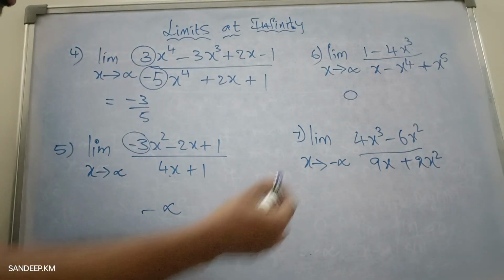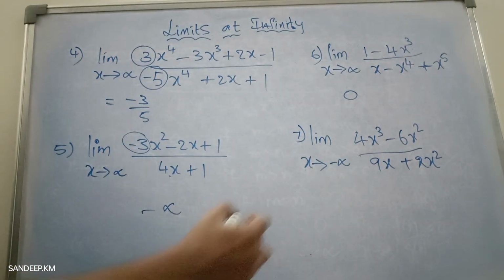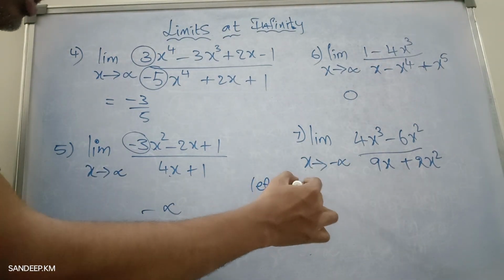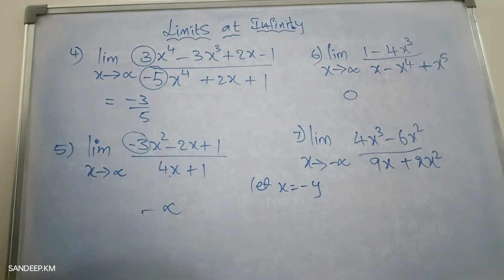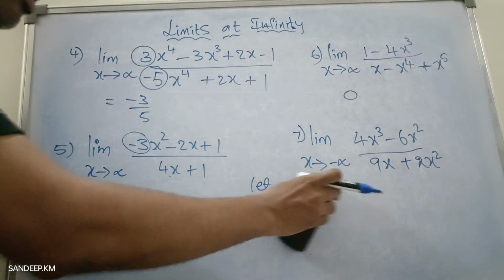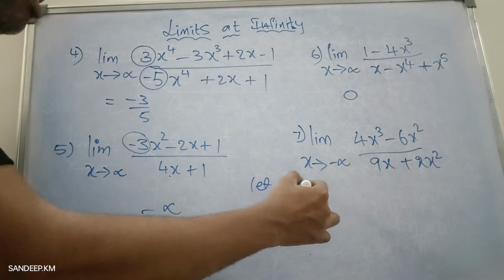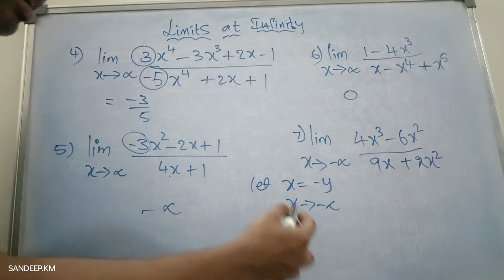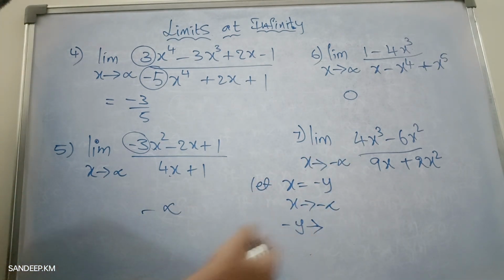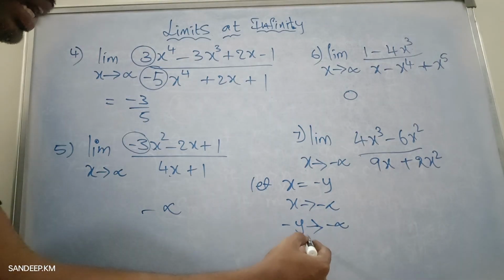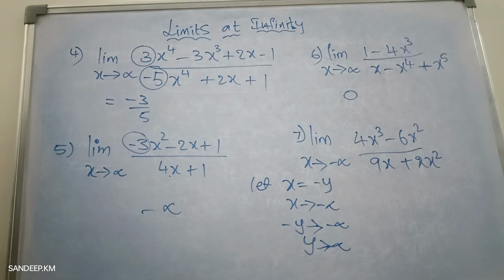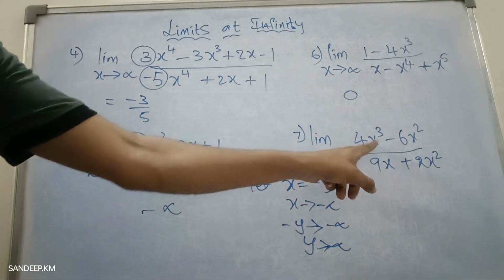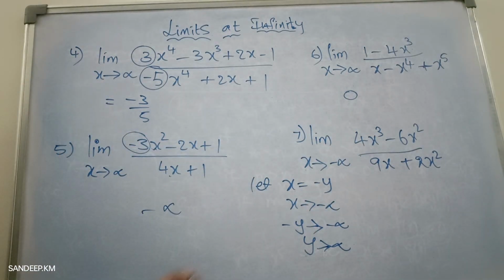So what I will do is, since x is approaching minus infinity, I'll let x is equal to minus y. Or let us assume that y is equal to minus x, or x is equal to minus y, no problem. So if x is approaching minus infinity, x means minus y only, na? X means minus y approaches minus infinity, so automatically y approaches infinity. Y approaches plus infinity, and in the question also, instead of x, what will we substitute? Minus y.